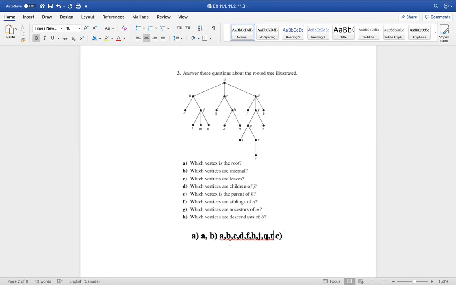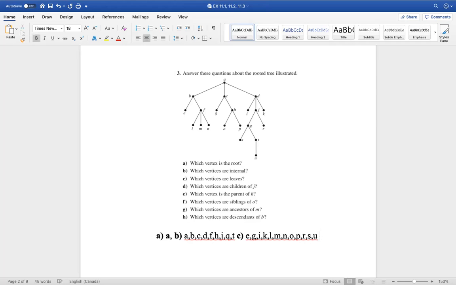Part C. Which vertices are leaves? So leaves, we know that E, G, I, K, L, M, N, O, P, R, S, U. These ones are the vertices which are leaves.